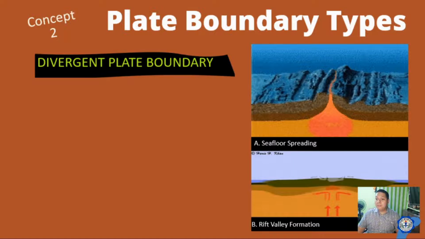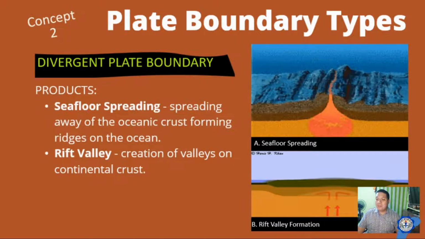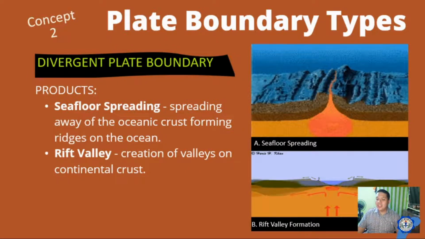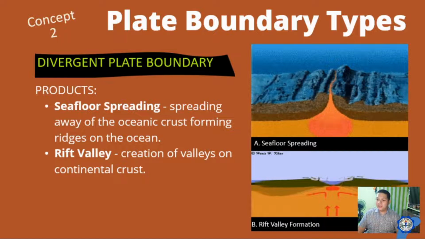So what is the byproduct, or what would be the effect of having divergent plate boundary? First, we have seafloor spreading. Seafloor spreading is the spreading away of the oceanic crust, forming ridges or mountains on the ocean. And in these ridges, or some of these ridges, can cause the ejection of material from the interior of the earth, or what we call the formation of volcanoes in the ocean.